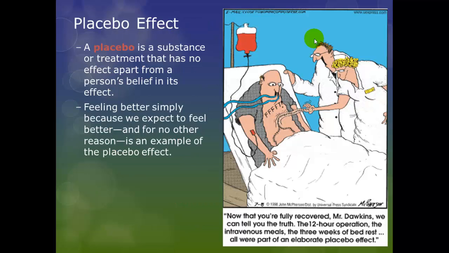Now, we need to talk about the placebo effect and what a placebo is. A placebo is a substance or treatment that has no effect apart from the person's belief in the effect. So this is what the control group would get.